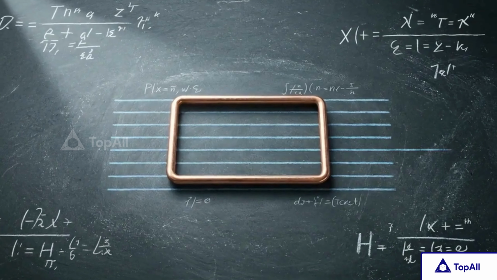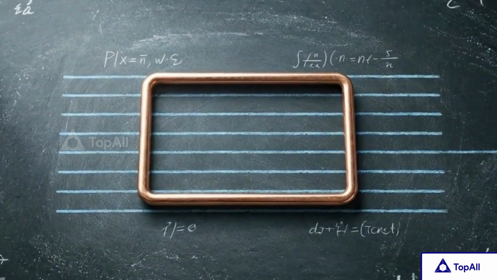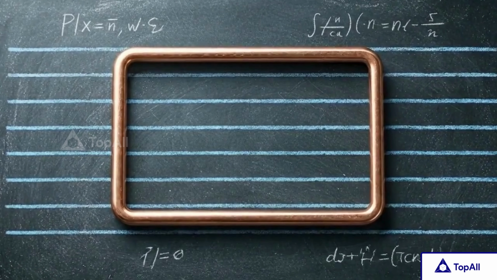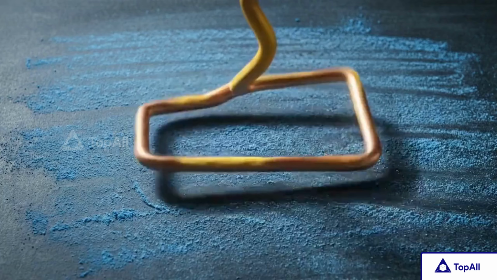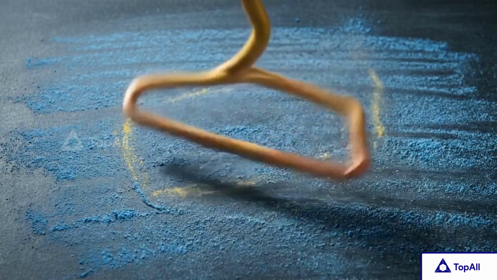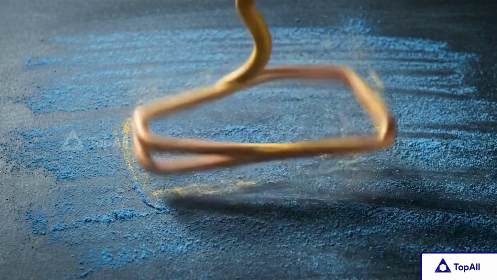Picture a simple rectangular wire loop suspended perfectly still in a dark void. Surrounding it, pointing in one direction, is a uniform invisible magnetic field. The moment we send an electric surge through that wire, the loop jerks. It abruptly twists into a specific alignment with that invisible field.